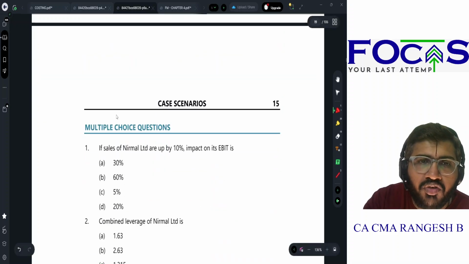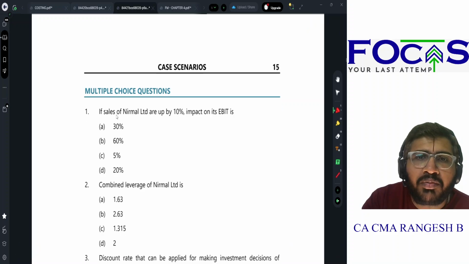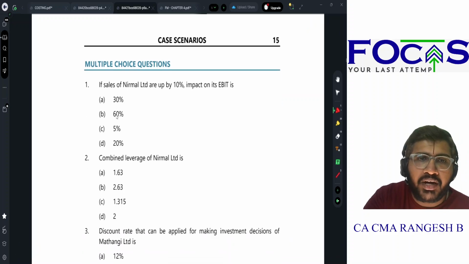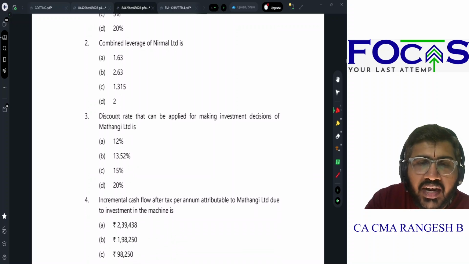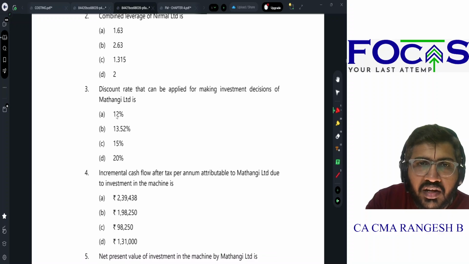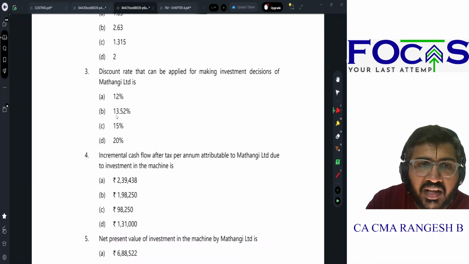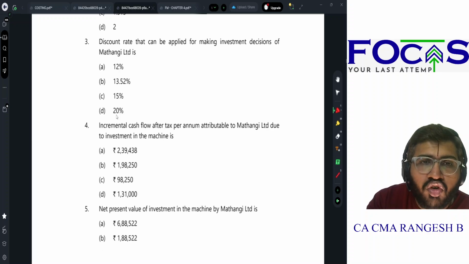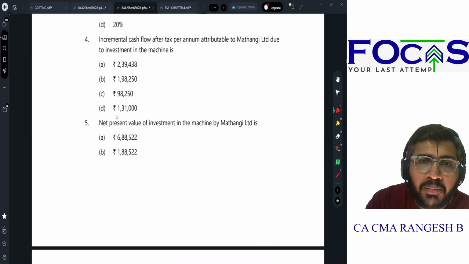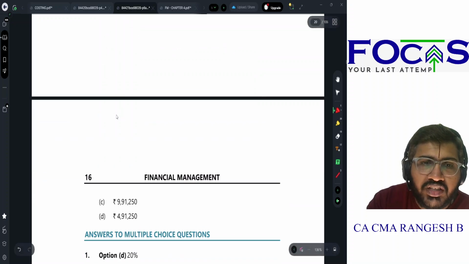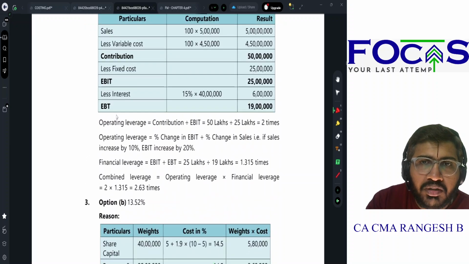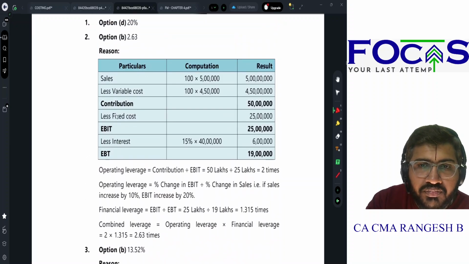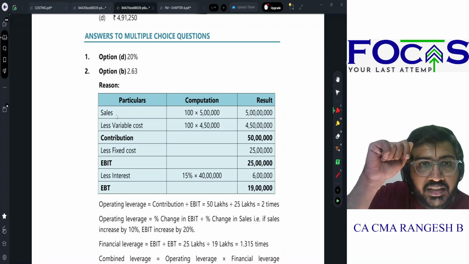You are required to calculate the following 5. If sales of Nirmal Limited are up by 10%, impact on its EBIT. Combined leverage of Nirmal Limited. Discount rate that can be applied for Matangi, making this investment decisions of Matangi Limited. Incremental cash flow due to the investment in machine. Net present value of investing in the machine by Matangi Limited. These are the items I am supposed to calculate. Yes, now let us see.